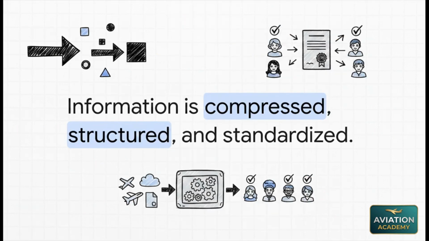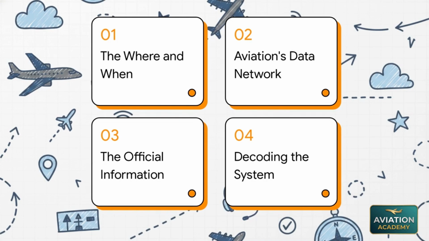Now, this whole system isn't trying to be cryptic. It's all about two things: efficiency and safety. In a worldwide industry where every single second counts and there is zero room for confusion, information has to be compressed into a universal format. It's designed for machines to process instantly and for humans to understand immediately, no matter what language they speak on the ground. So here's how we're going to break this all down today.